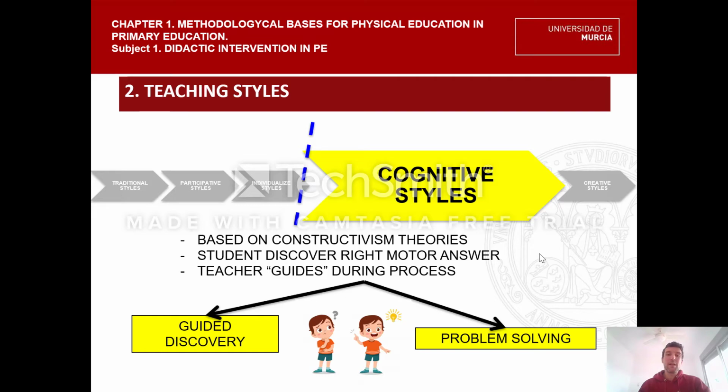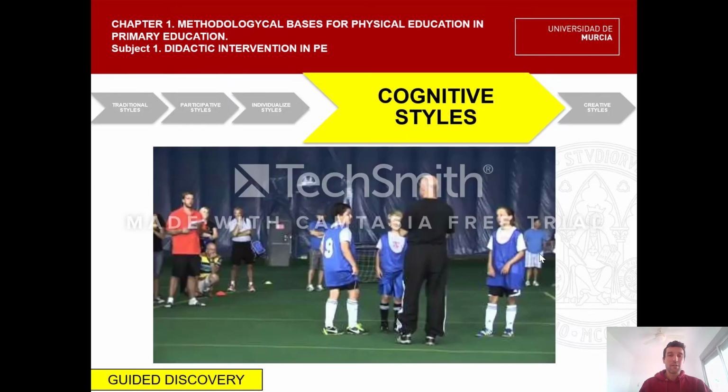We have another teaching style that is called problem solving. This teaching style is useful, for example, for motor skills, because you just give students a problem and they use their experience, they use the knowledge they have in order to solve that problem. But in that style, the teacher is not talking with them, not guiding them, not giving them some tips in order to solve that problem. I hope you understand the difference. We are going to see two videos in order to understand these teaching styles.